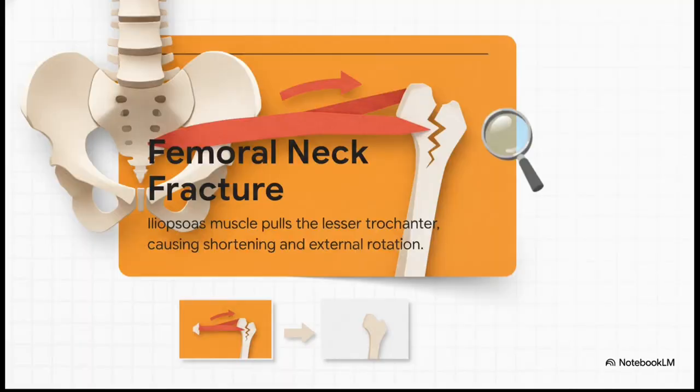Did you guess a femoral neck fracture? Because if you did, you are absolutely correct. It's all about the anatomy. Because the bone is broken, that strong iliopsoas muscle that's attached to the lesser trochanter suddenly acts unopposed. It pulls the distal fragment upwards, which causes the shortening, and it rotates it outwards, causing that classic external rotation.